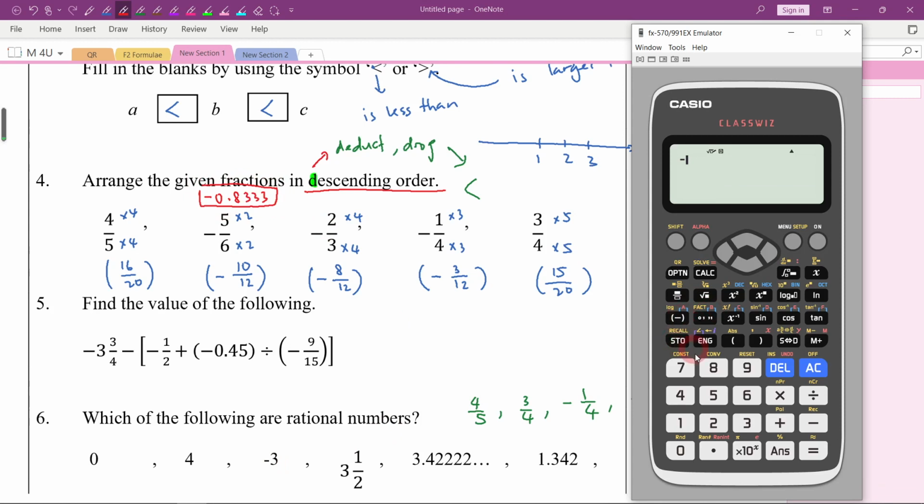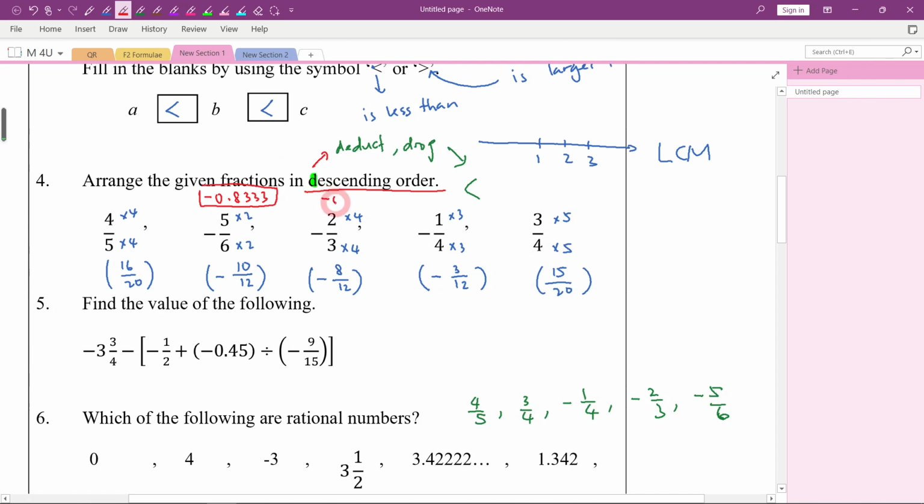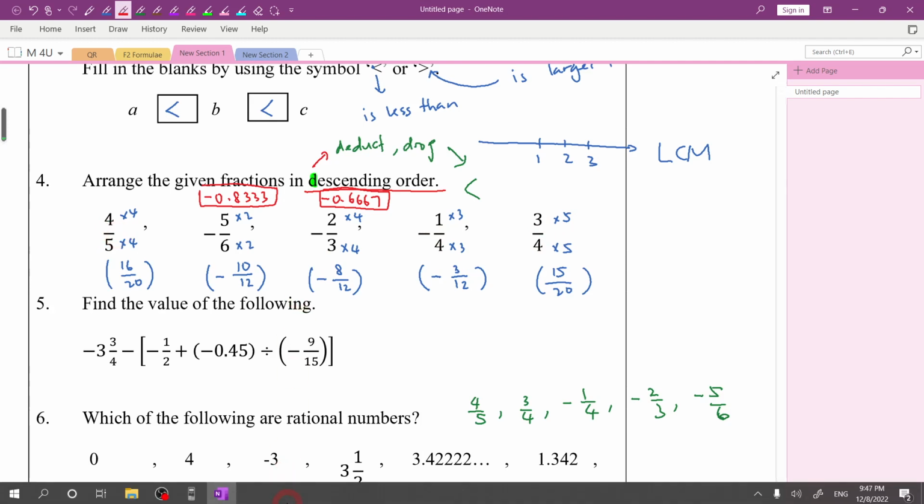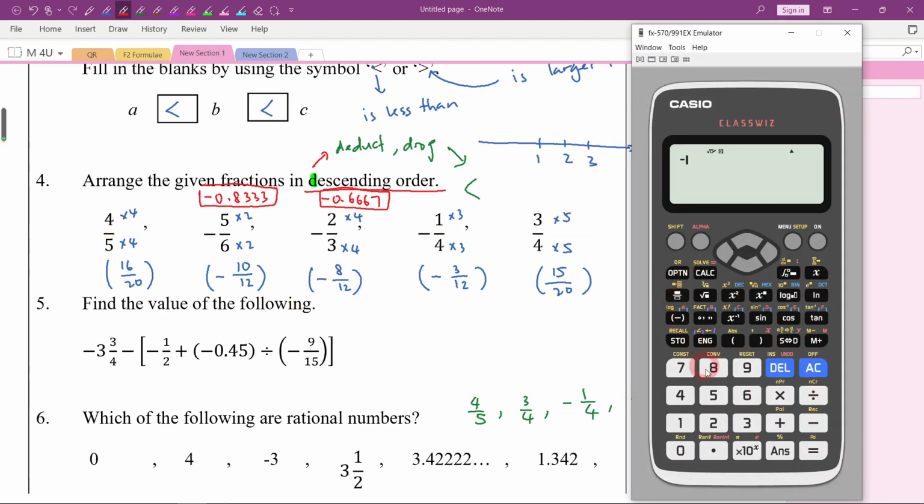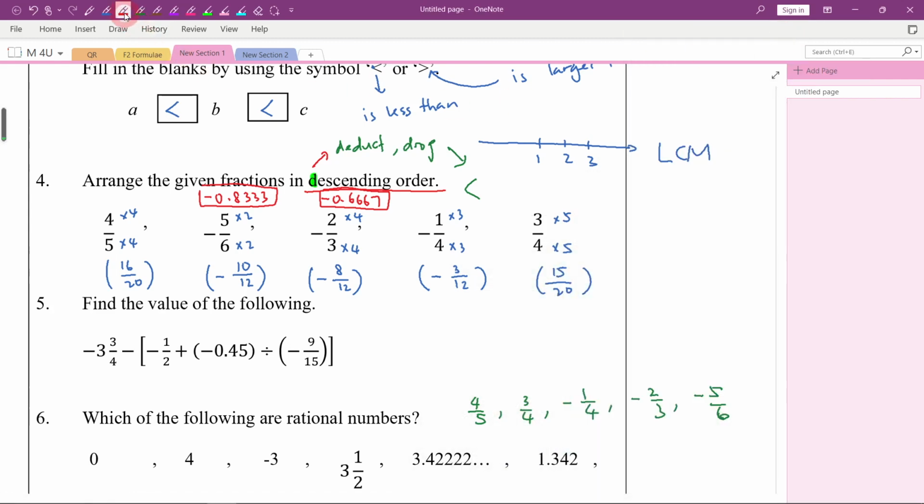How about negative 2 over 3, equal, change it to decimal: negative 0.6667. Okay, so I just do one more for you. For the positive fractions, you can do it yourself. Negative 1 over 4 is actually negative 0.25.